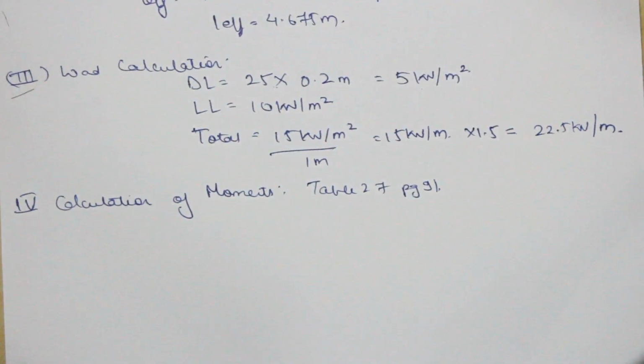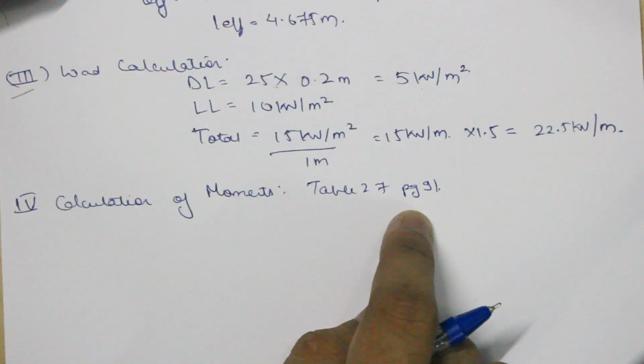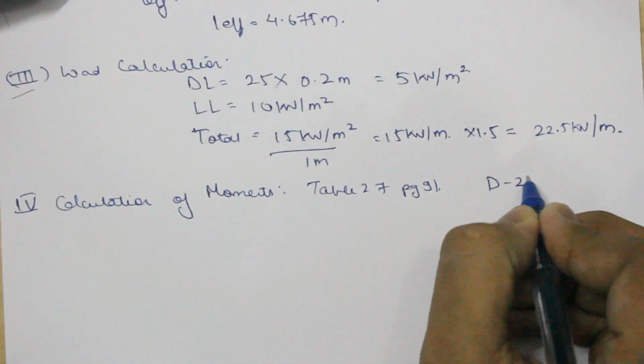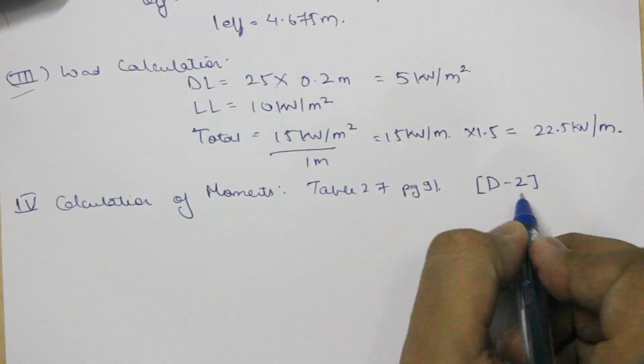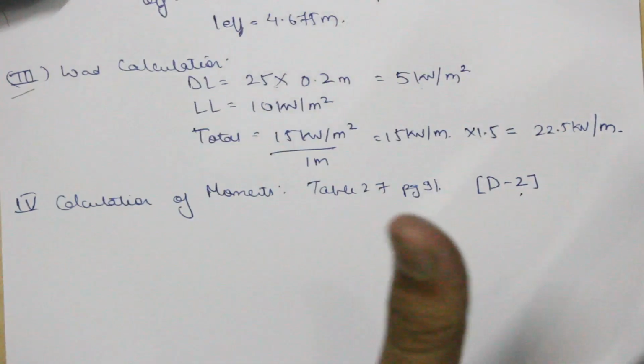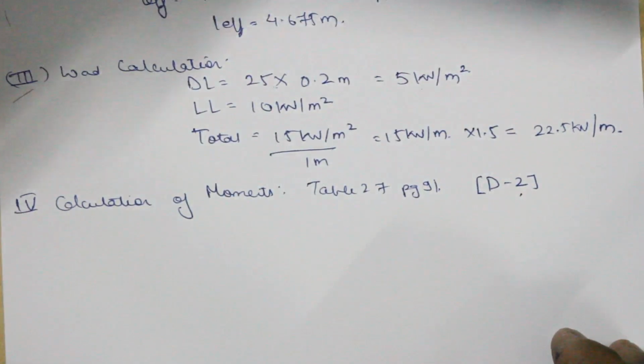Now the fourth step is calculation of moments. For that you can also refer to Table 27 on page number 91, and on page number 90 in clause D2, this is a special clause for simply supported slab. It says that when simply supported slabs do not have adequate provision to resist torsion at corners and to prevent the corners from lifting, the maximum moments per unit width are given by the following. I'll show you that.